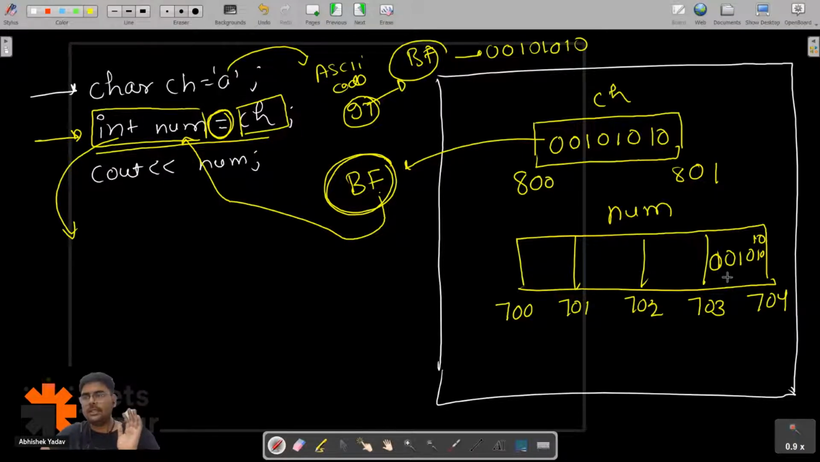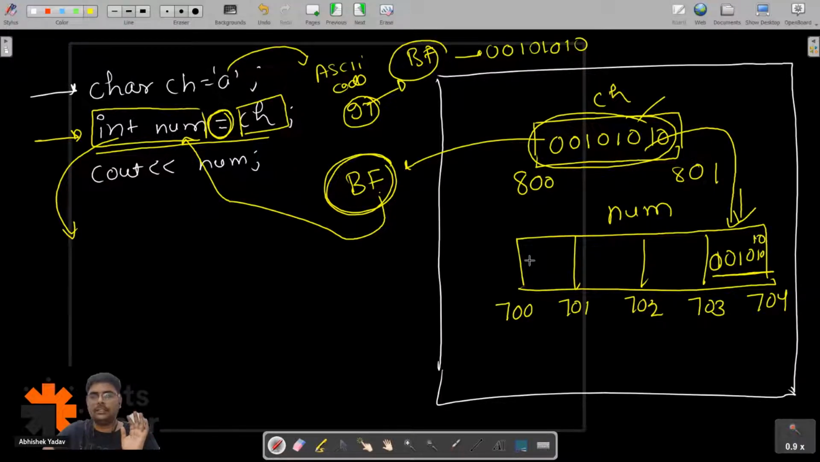Why am I saying this data is stored here? You will ask the question, why is this data stored in 1 byte? Because here you can see I am having 1 byte, and 1 byte means 8 bits. So this 1 byte of information will get stored inside this 1 byte, and the remaining bytes will be filled with zeros. That is 8 zeros here, 8 zeros here, and this data is stored here. Everyone is clear? Yes or no?